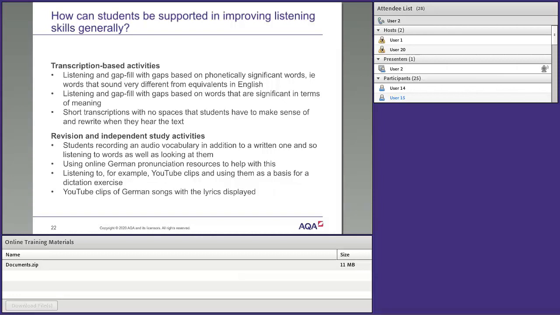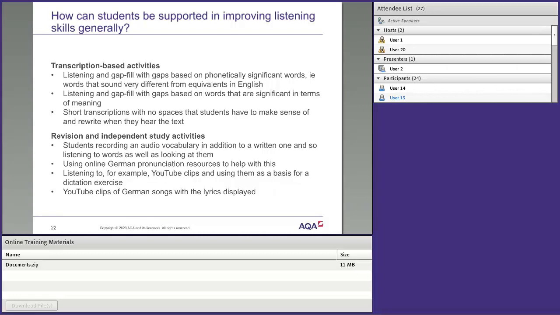Revision and independent study is going to be particularly important in the current circumstances with the amount of work that students have missed during lockdown. Students could record an audio vocabulary in addition to a written one, and so they're listening to the words as well as looking at them when they revise. So they could just record these onto their phones, or it could be a recorded PowerPoint that they produce, or indeed that you could produce with the keywords that they need.